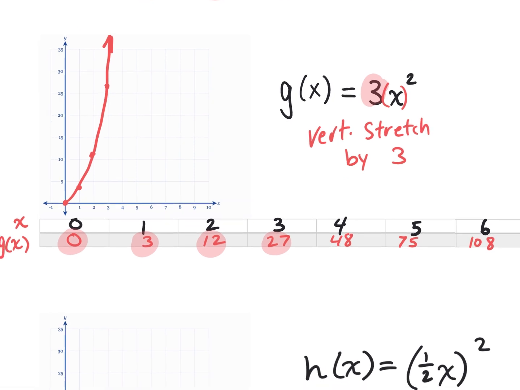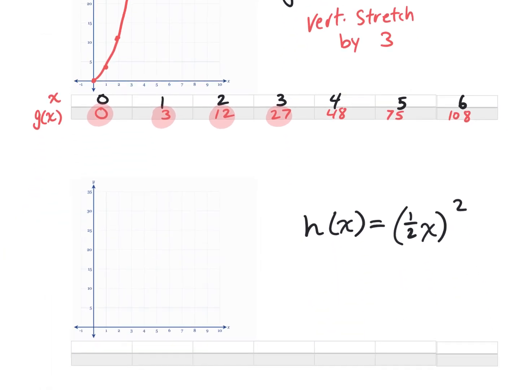I think intuitively, right, in our gut, in our brain, we kind of believe this to be true, and it feels comfortable, right? It makes sense. Vertical stretches, our y values get 3 times as big.